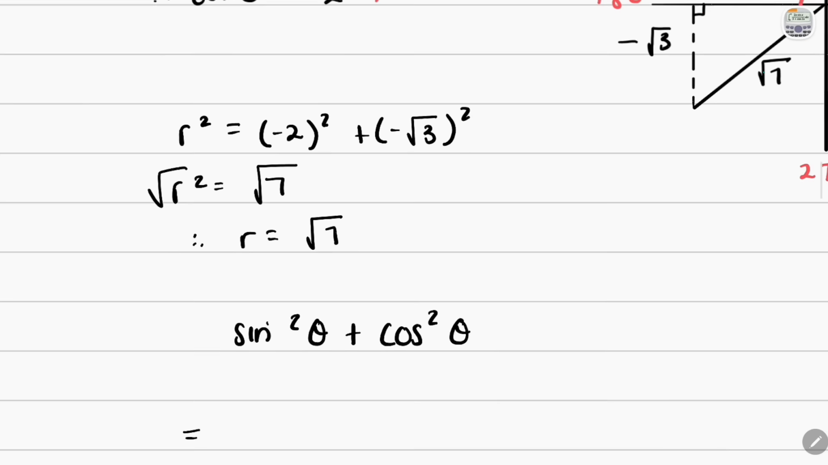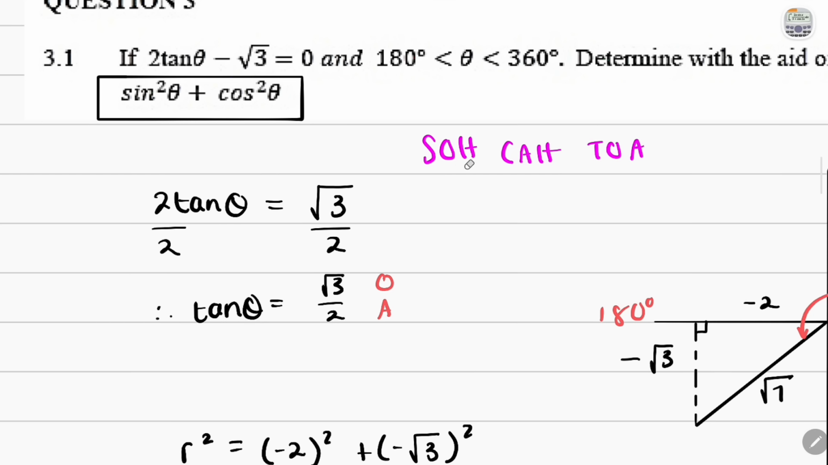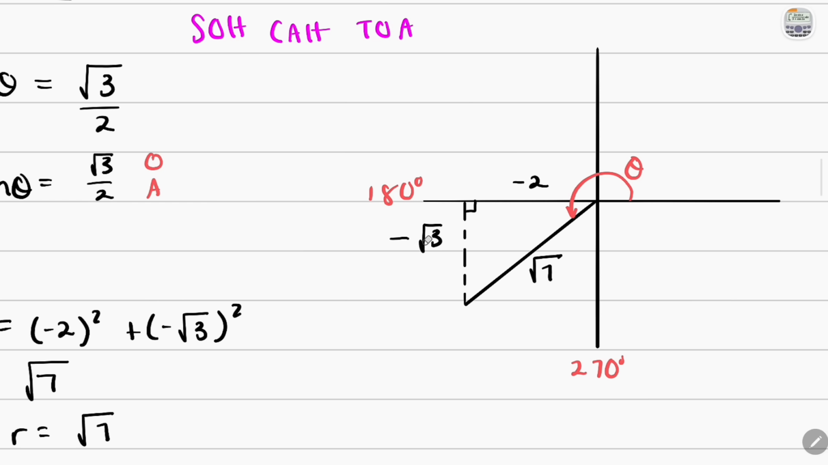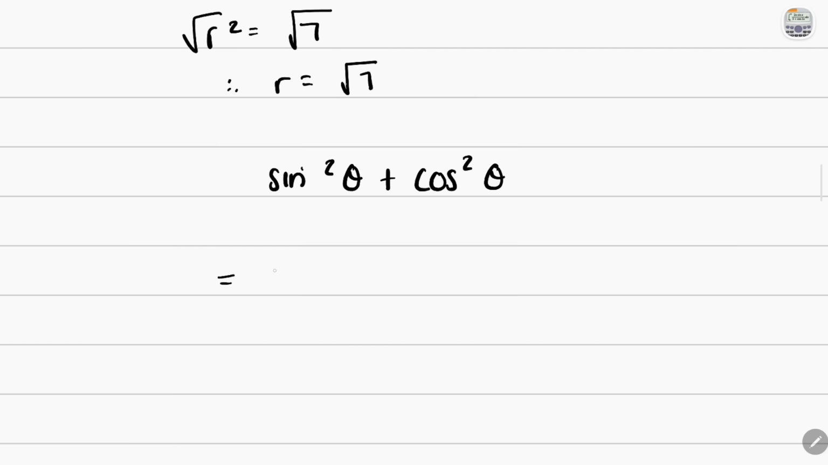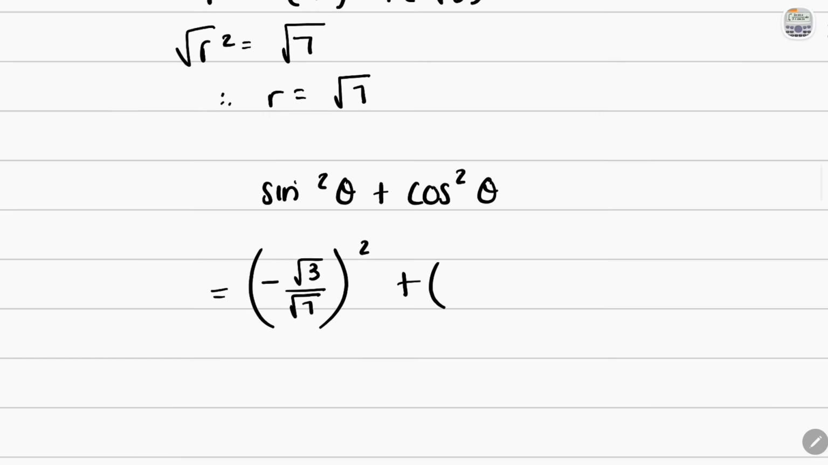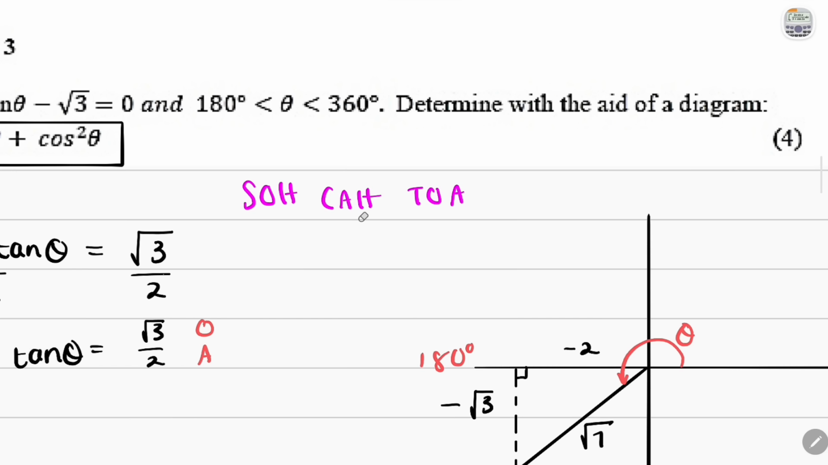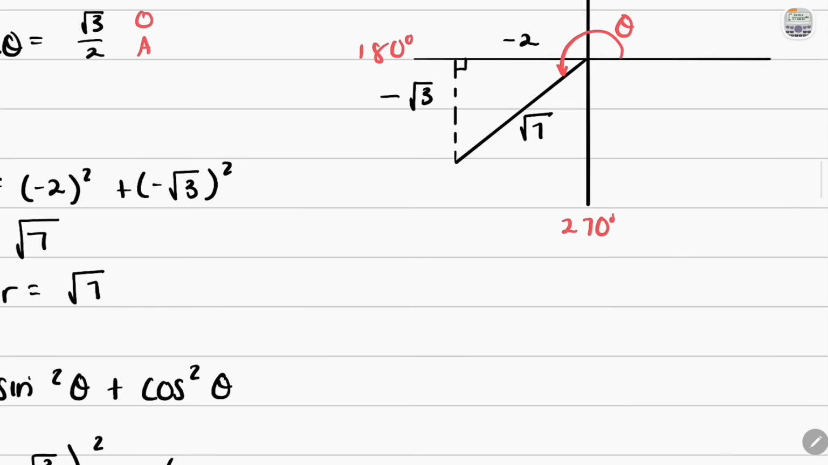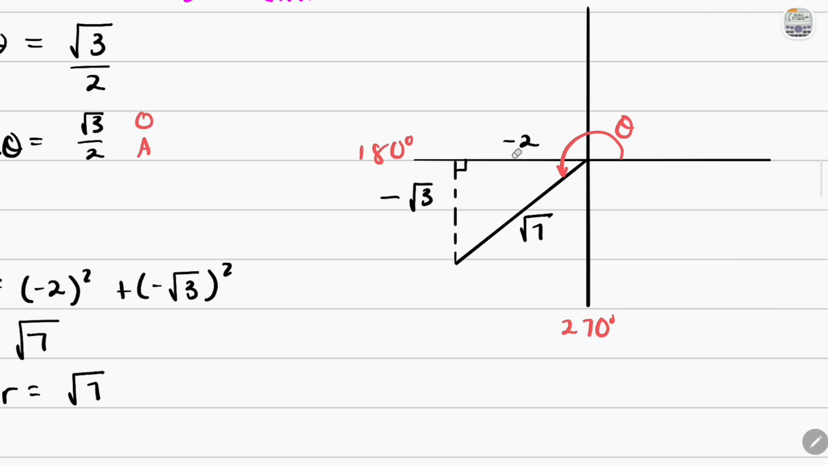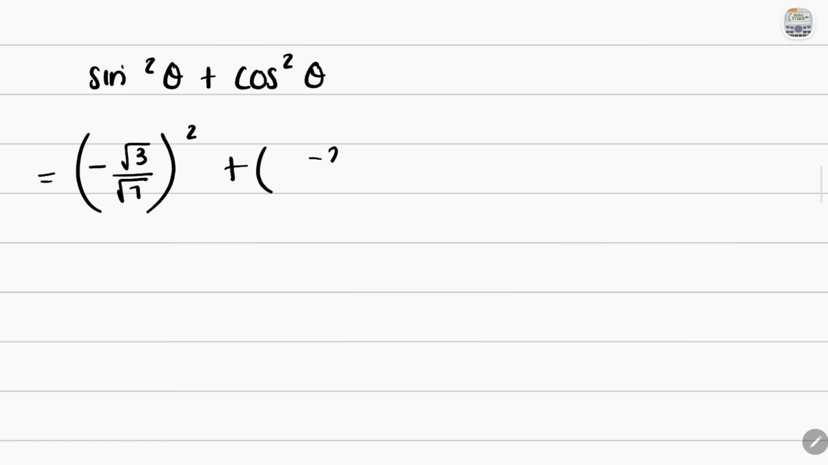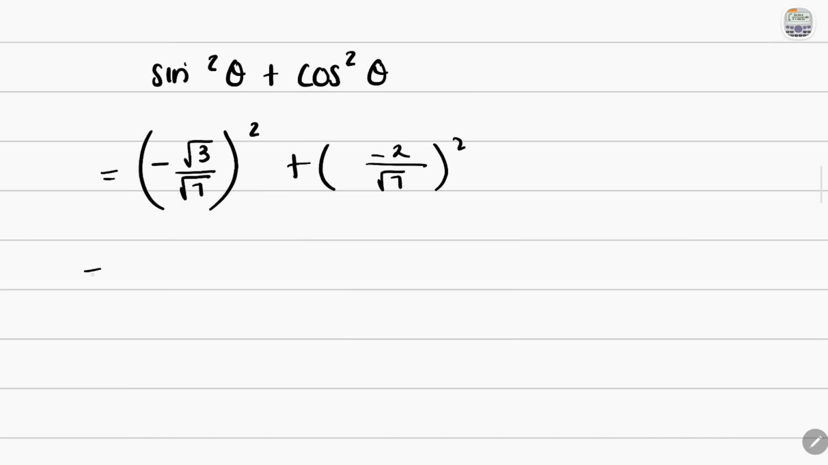So sine theta is found by saying opposite over hypotenuse. So the opposite side over the hypotenuse, so that is negative root 3 over root 7, and then we square that, plus cos squared theta, so that is adjacent over hypotenuse, okay? So the adjacent side is, as we can see, next to that angle is negative 2, and then over root 7. So this is negative 2 over root 7, all squared. And let's get our answer. If we square negative, okay, it becomes positive. And if you square root 3, it will just become 3.